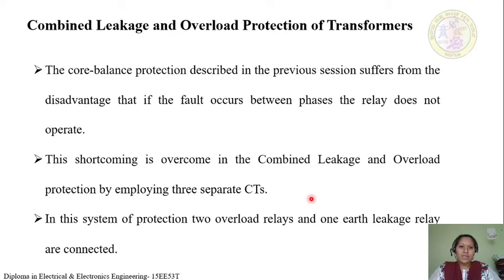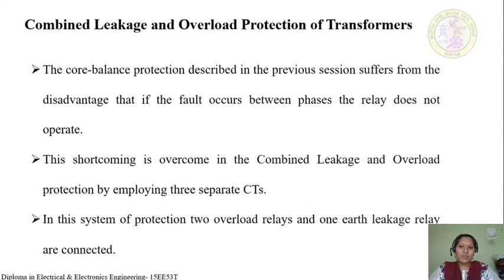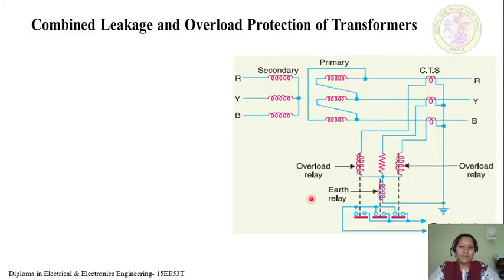This combined leakage and overload protection of the transformer works for both earth faults as well as phase to phase faults. In this case we include three CTs in the three phases, that is the R, Y and B phases, and we also include two overload relays and one earth leakage relay in the circuit. We will see the circuit diagram in the next slide.